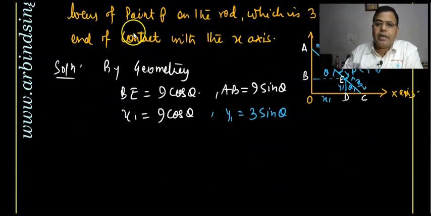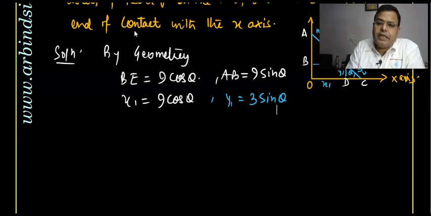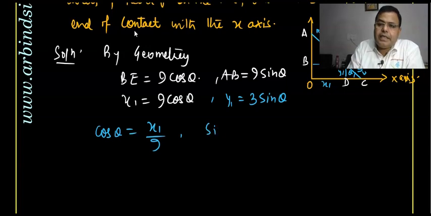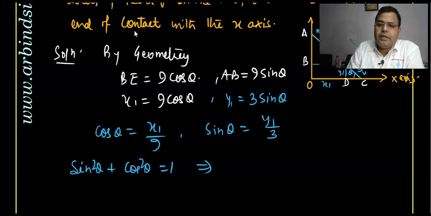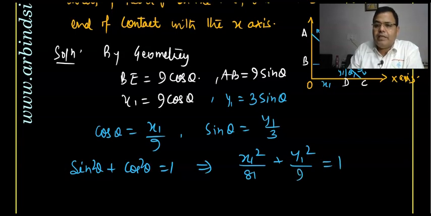Now x1 square, cos theta and sin theta, you know that is 1. So cos theta is equal to x1 by 9, and sin theta is equal to y1 by 3. Now squaring and adding, since sin square theta plus cos square theta is equal to 1, this implies x1 square upon 9 square, that is 81, plus y1 square upon 9 is equal to 1.